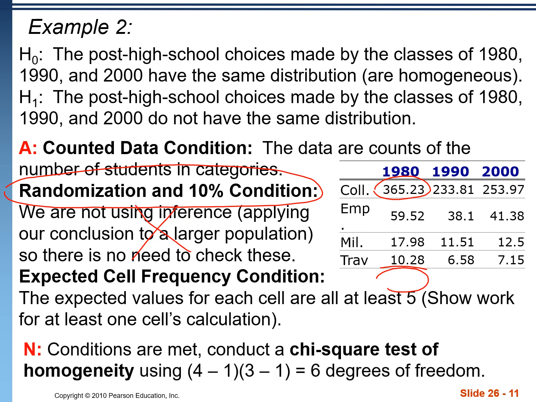Name the test. This is a chi-square test of homogeneity with 6 degrees of freedom. That comes from the number of rows and columns. There's 4 rows, 3 columns. So 4 minus 1 times 3 minus 1, 6 degrees of freedom.